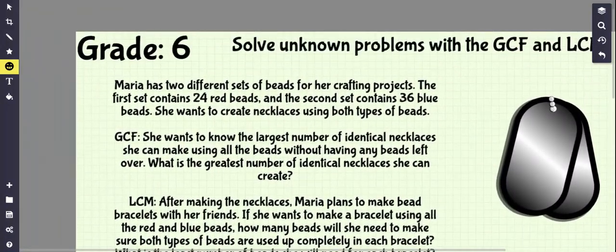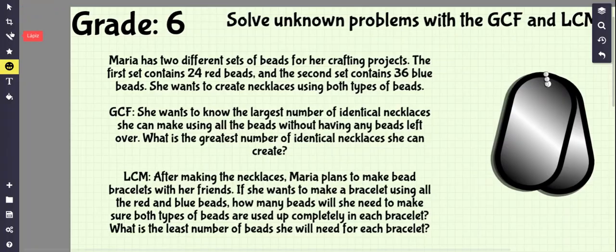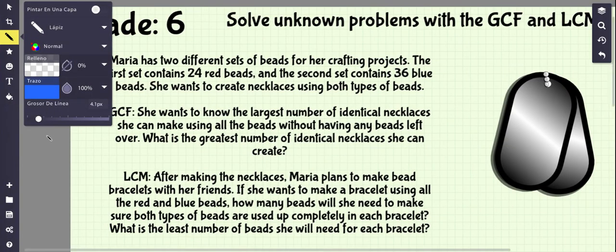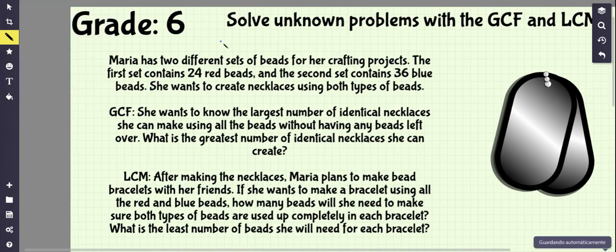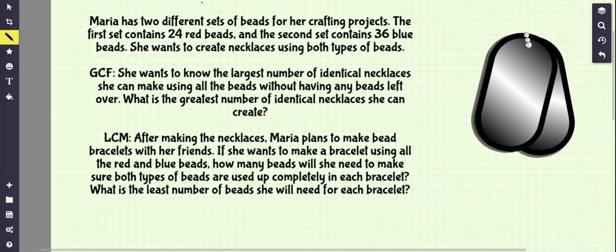All right. Last time we learned to find the GCF and the LCM. On lesson 1.3, we will solve the LCM and the GCF in one word problem. So this means we're going to find the GCF and the LCM in one word problem. So we are going to look at this long word problem. We're going to identify the GCF and the LCM.